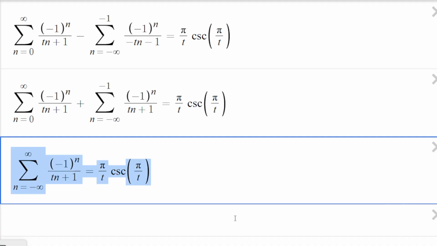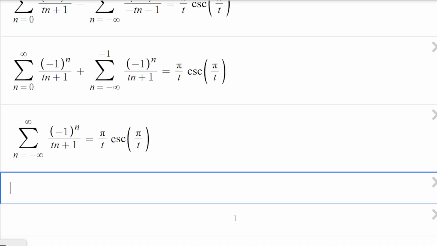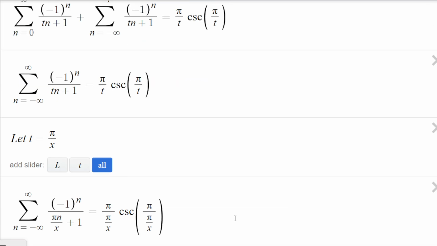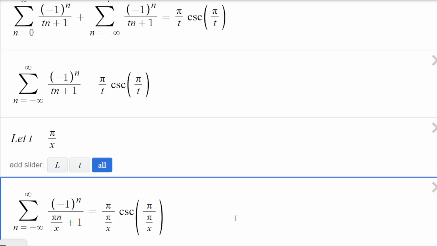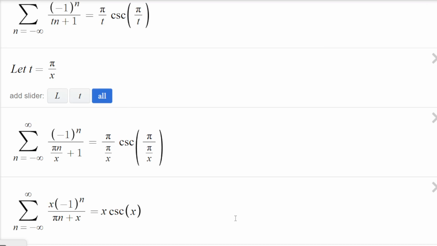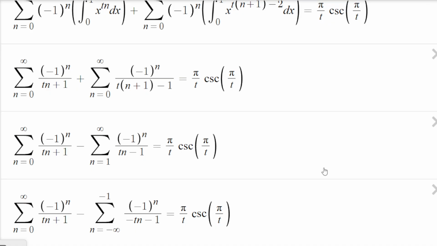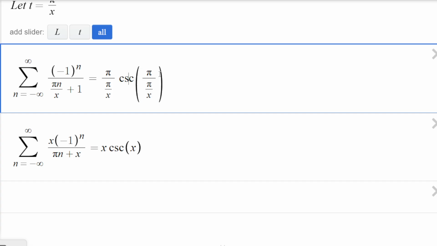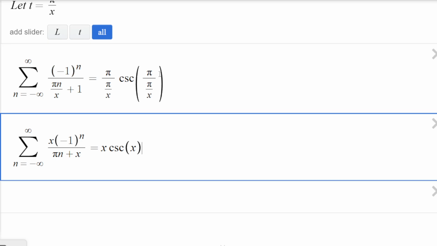Anyway, so now we have this identity, and now it's simply a matter of letting t equal pi over x. And if we plug in t is equal to pi over x, and replace all our instances of t with pi over x, we end up with this. And then in the next step, we do a little bit of simplification. You'll notice this is just going to simplify to x, as is this. And in this one, all we do is multiply the top and the bottom by x. And now we have this.